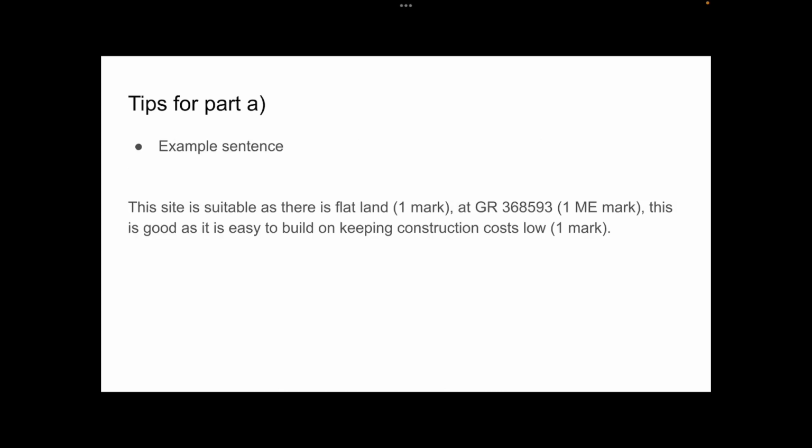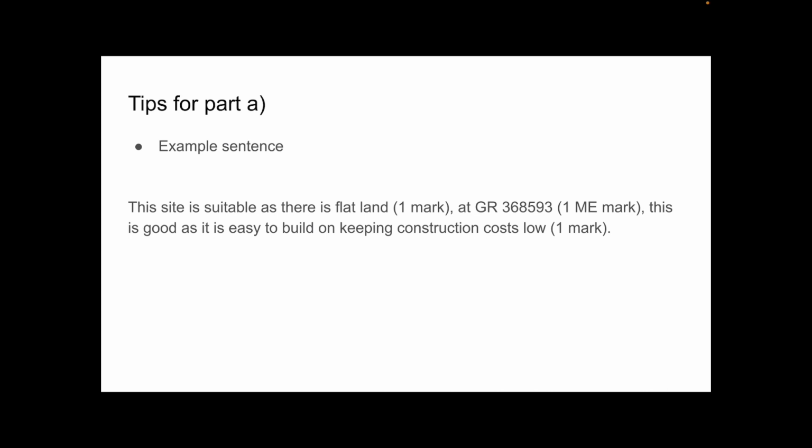Now here's a wee example sentence, and in particular the flatland one. Flatland should be your first sentence. Okay, we are very lucky still. I don't know if they're going to change their mind at some point, but they literally give 1 mark for saying this site is suitable because there is flatland. Then there's your grid reference. That gives your map evidence mark. That's what the ME stands for. And then providing you say something along the lines of, this is good as it's easy to build on, keeps construction costs low, you're going to get a 3rd mark. Okay, so it's really important. But like I say, flatland is an amazing one for getting 3 marks. And you'll see that map evidence mark there.